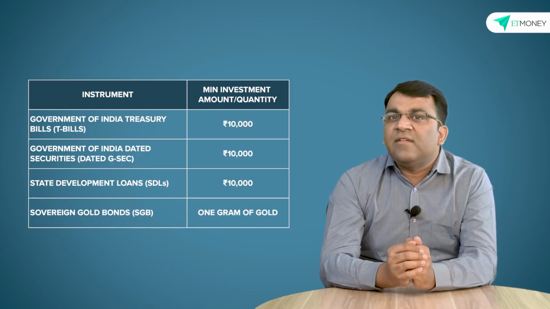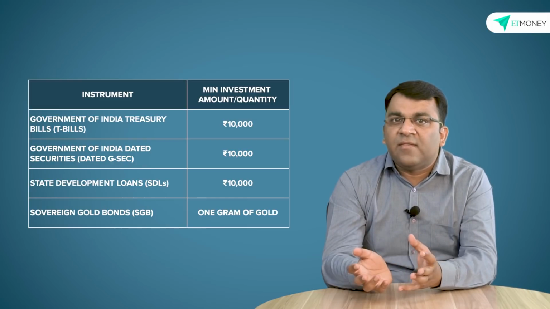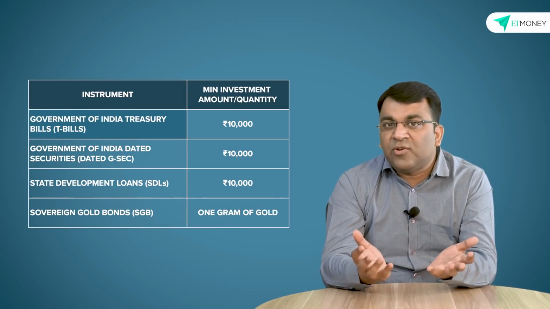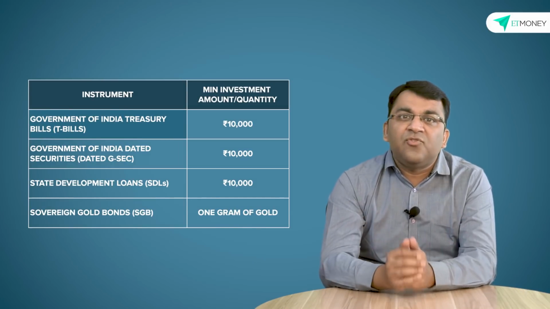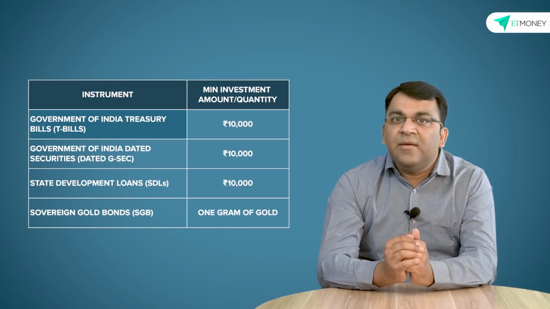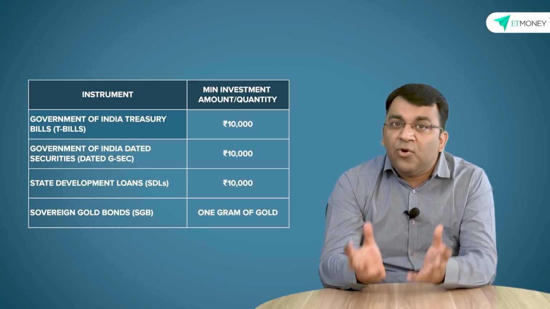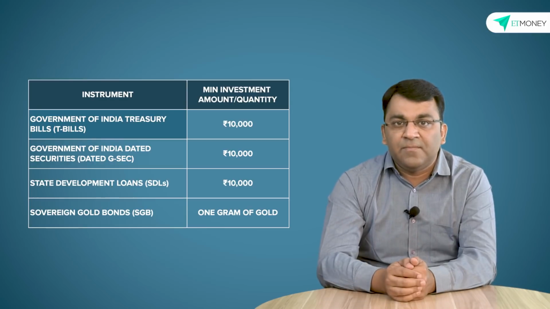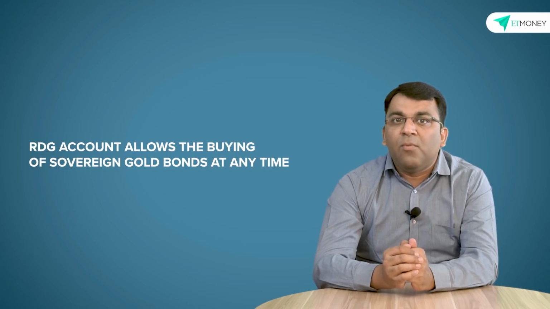In fact, retail investors looking to park money for short periods like 3 months or 6 months can do so using a T-bill. This way, you're not only investing in one of the safest instruments in India, but you also get a predetermined yield, which means you get a fairly good idea of how much returns you're going to make if the T-bill is held until the maturity. A third benefit of your RDG account is that it allows the buying of sovereign gold bonds at any time. Now, this is something that you can also do with a demat account, but one has to pay a fee for opening an account and for maintaining it, which is not the case with the RDG account.